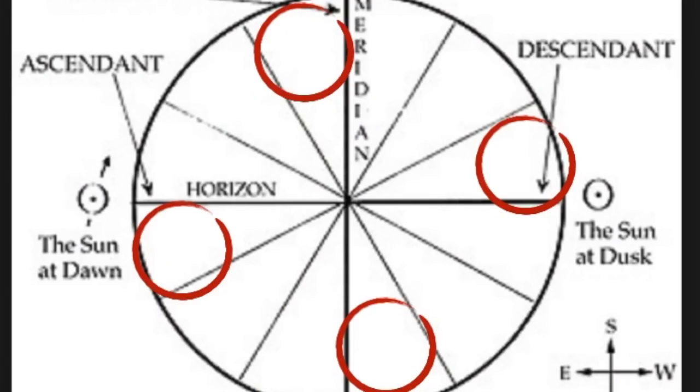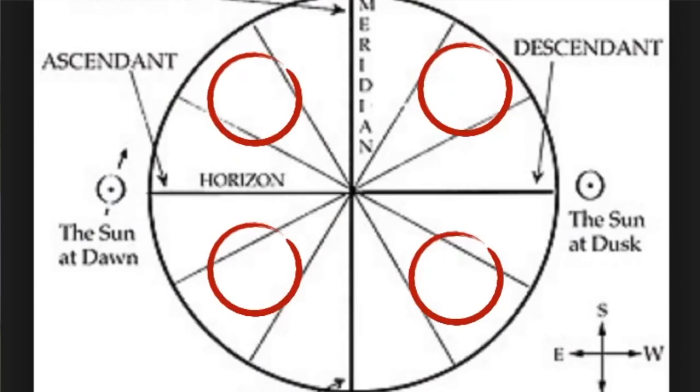Now you separate each house into 3 categories, or it can also be called 3 quadruplicities. Those are as follows: the angular houses, the succedent houses, and the cadent houses. The angular houses are called that because they're on an angle. They are the 1st house, the 4th house, the 7th house, and the 10th house. The angular houses match up with the cardinal signs of the zodiac, and they represent achievement or prominence, and they're known to be the most powerful houses in the birth chart.